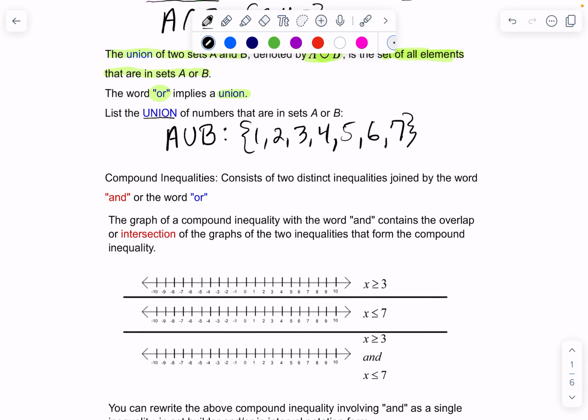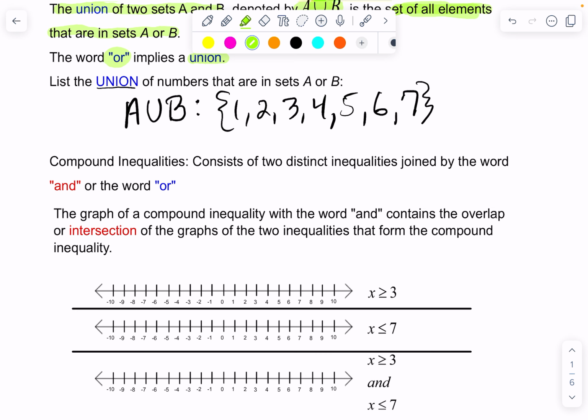Compound inequalities consist of two distinct inequalities joined by the word "and" or the word "or." The graph of a compound inequality with the word "and" contains the overlap or intersection of the graphs of the two inequalities that form the compound inequality. Let's go ahead and see how this works.